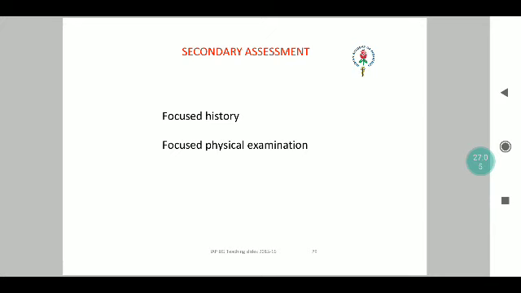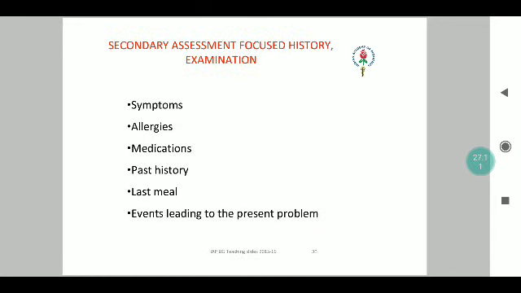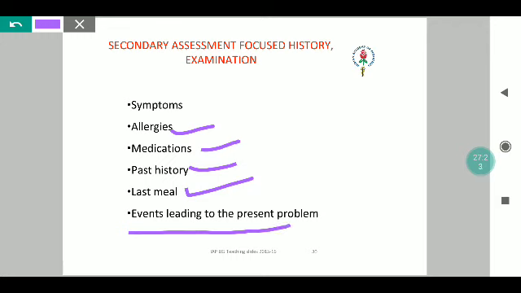Now, moving on to secondary assessment, where we have a focused history and a focused examination. Now, a focused history is where we ask the current symptoms, any allergies to any medications, what the child is on, past history, when was the last meal of the child, and what were the events that led to the problem, and how the child was brought to the current health setup.